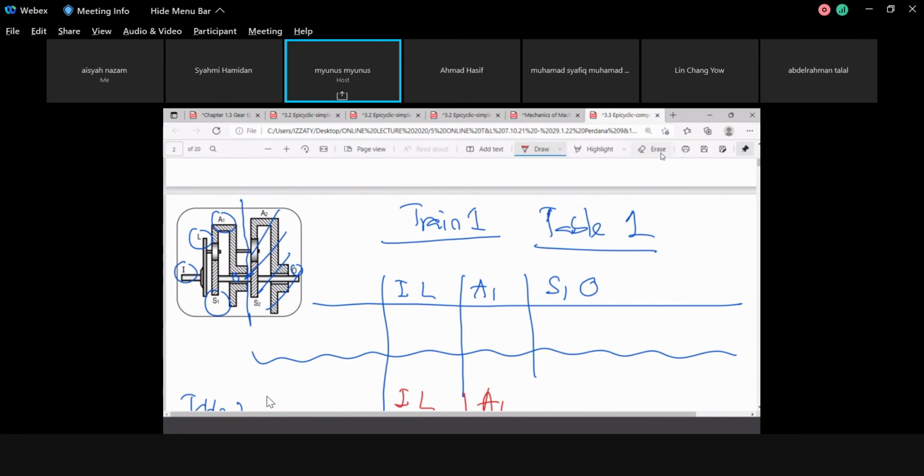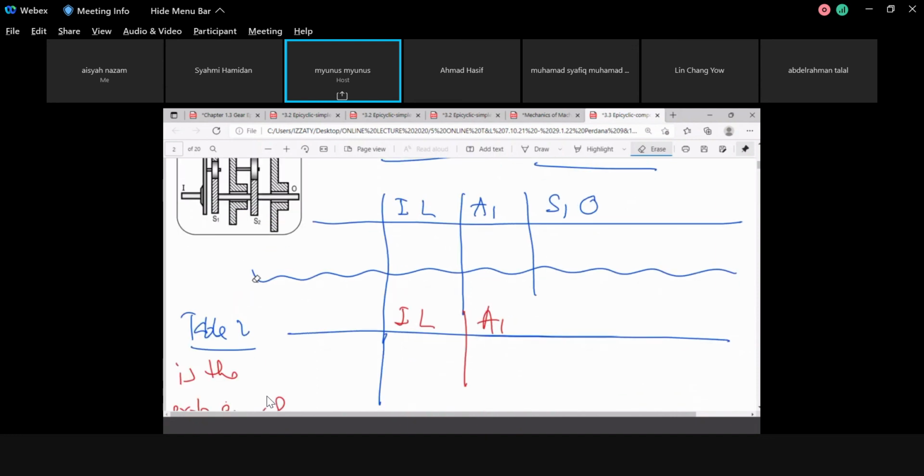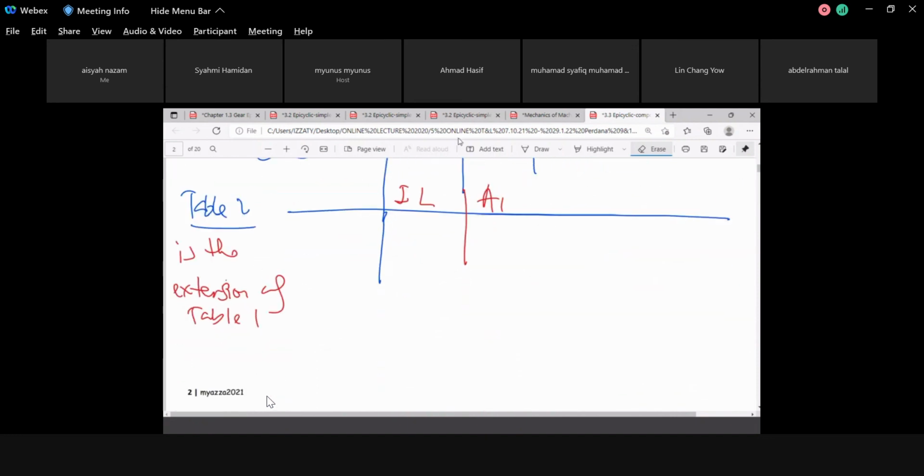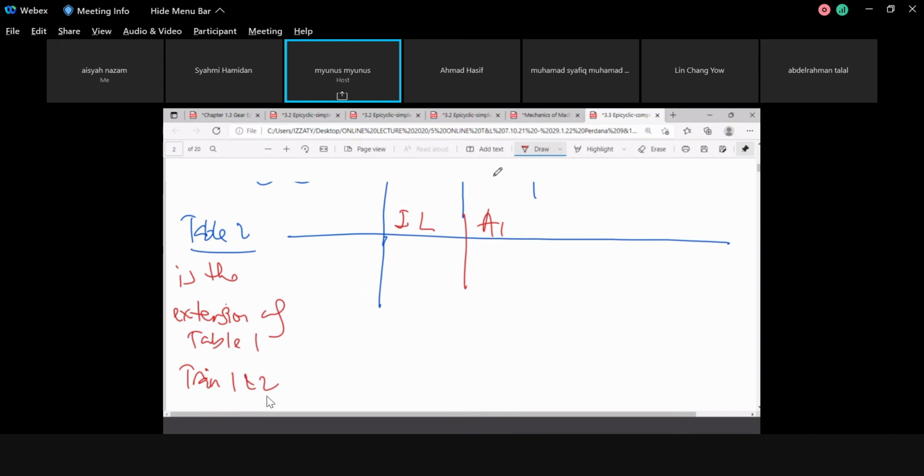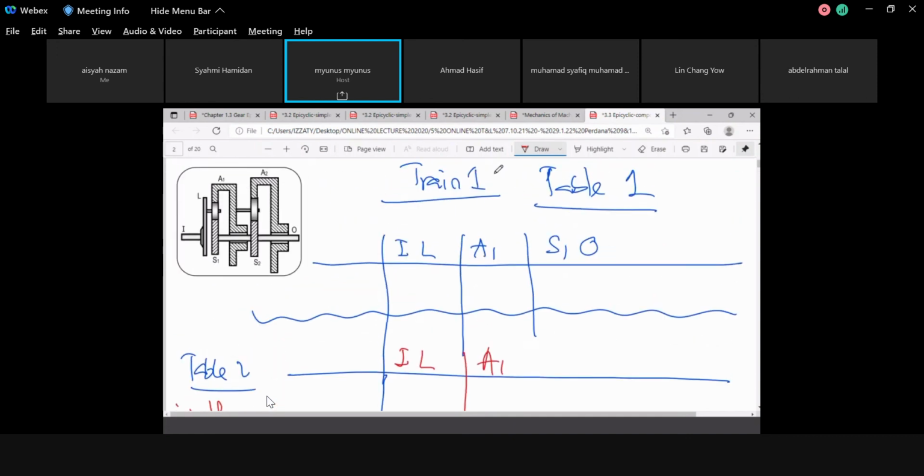Now, if it's this one, you consider the whole twin. Remember table number two, whole twin. This one is twin one and two. Okay, now twin one and two, whole twin. So, I, L, correct. Then A1. A1 is attached to P1. This one becomes L, L2. Put it back in L2.